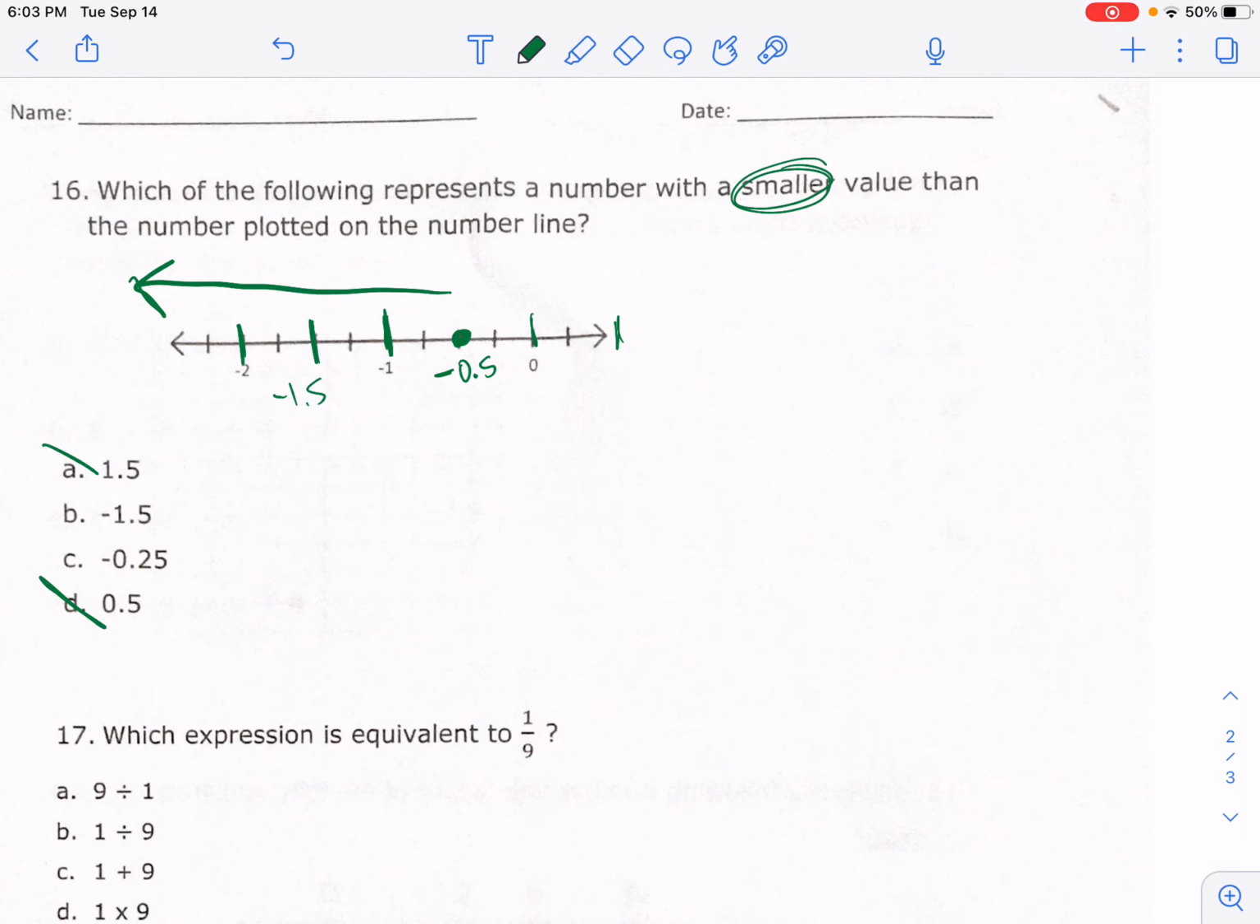And then negative 25 hundredths. This is negative 50, so think about it like quarters. The negative 25 hundredths would actually be like right here. It would be right before our dot. So no, that is not to the left. This one is correct. Negative 1.5.